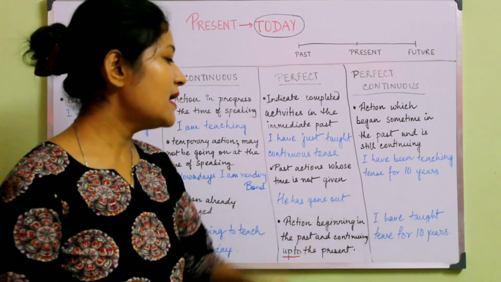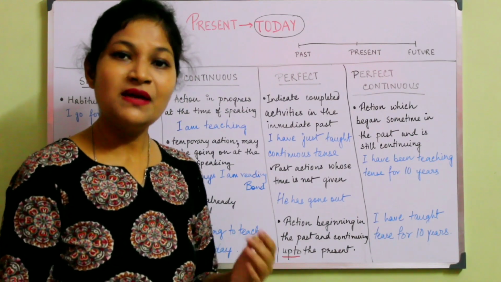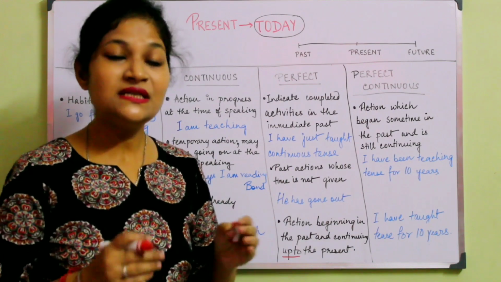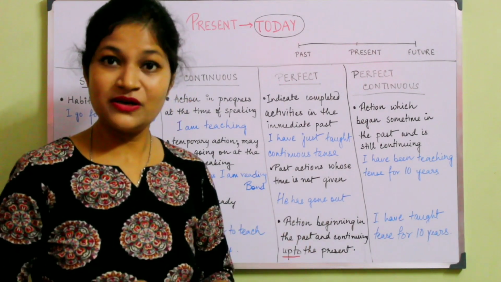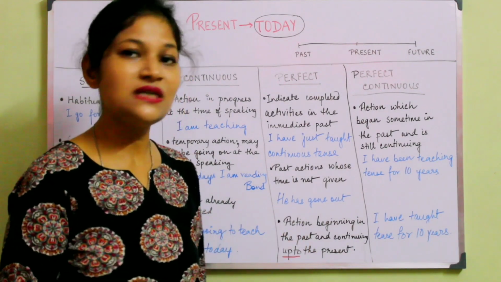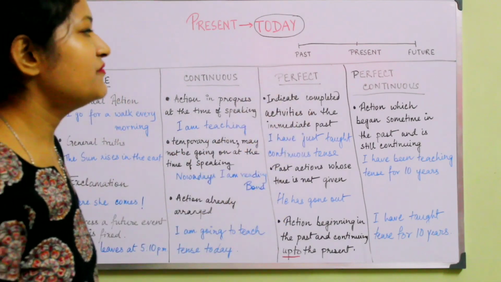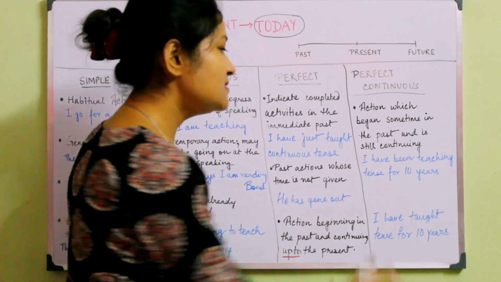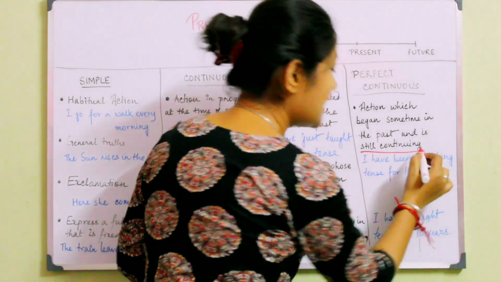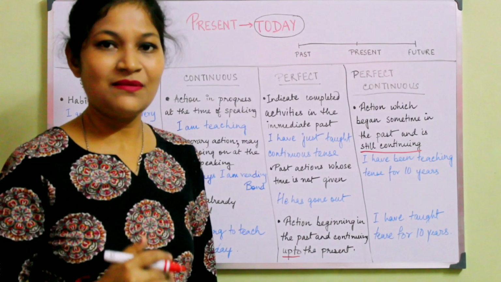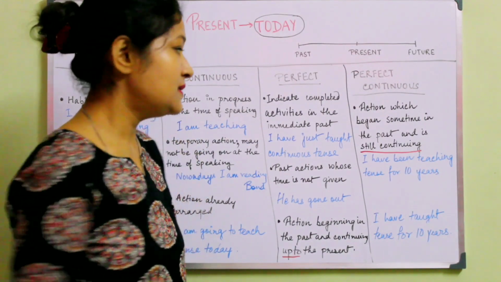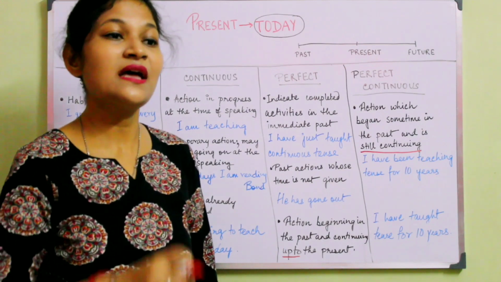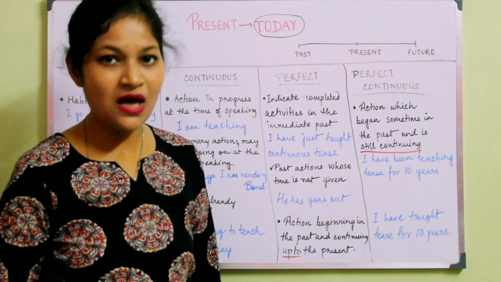For example, I have taught tense for 10 years. I may teach tense again, I may not teach tense again. It does not state that. But up to the present moment, I have taught tense for 10 years. Comparing it with the perfect continuous tense, which states an action which began sometime in the past and is still continuing, that is, the action is continuing at the time of speaking. For example, I have been teaching tense for 10 years necessarily means that I continue to teach tense even now.